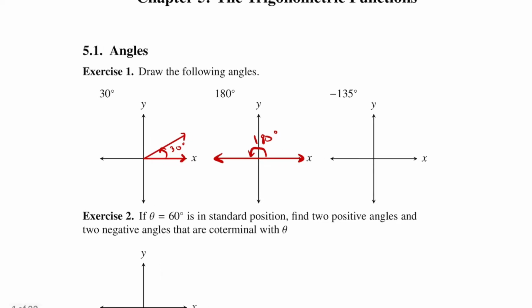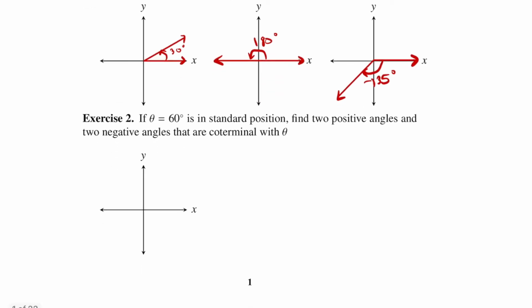All right, negative 135. We still start with the initial side at 0 degrees. And instead of going counterclockwise, we're going to go clockwise. So this is 90, and 90 plus 45 is negative 135 in this case. So we're going to draw our angle about right there. The terminal side will be right in between those two axes. And we're going clockwise this time because it's a negative angle.